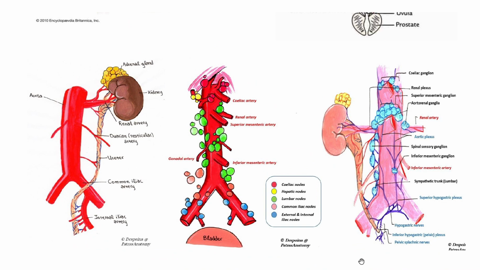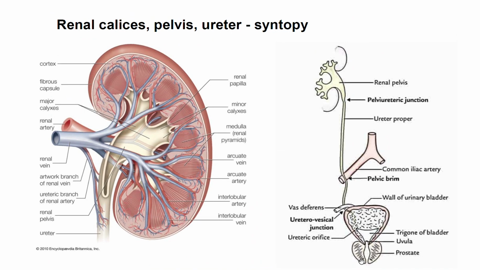The veins follow the arteries in the same way and drain into the renal and the testicular or the ovarian veins. The nervous supply is via the renal and the testicular or the ovarian and the hypogastric plexuses, whereas the sensory fibers enter at T11 to L2 levels. That's it for this topic.